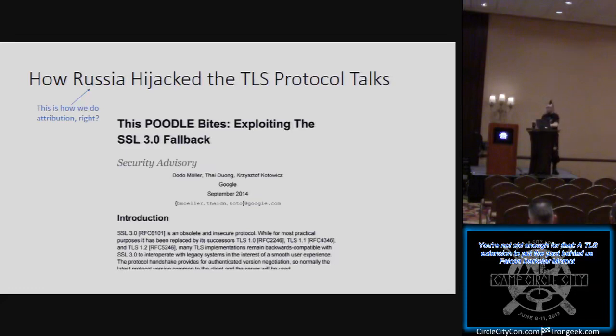This is becoming a serious problem as time wears on. But it was published as an academic effort by some researchers at Google. And they started off by saying SSL 3.0 is an obsolete and insecure protocol. For most practical purposes, it has been replaced by its successors, TLS 1.0, 1.1, and 1.2. But many TLS implementations remain backwards compatible with SSL 3.0 to interoperate with legacy systems in the interest of a smooth user experience. Quote, that is essentially the problem statement in a nutshell.